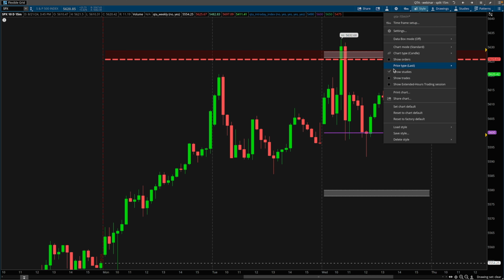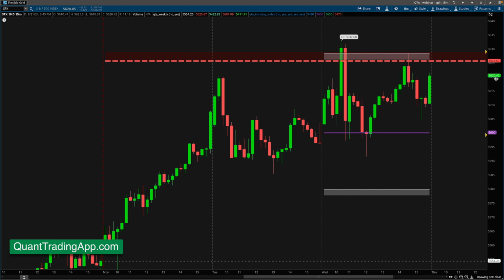So if I turned off my studies, you guys will see this is a clean chart, and all of these levels are provided from Quant Trading App. Link is in the description to Quant Trading App if you are interested. These scripts are generated on a weekly basis as well as an intraday basis.